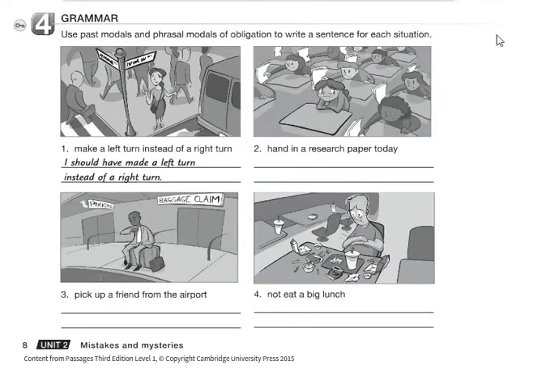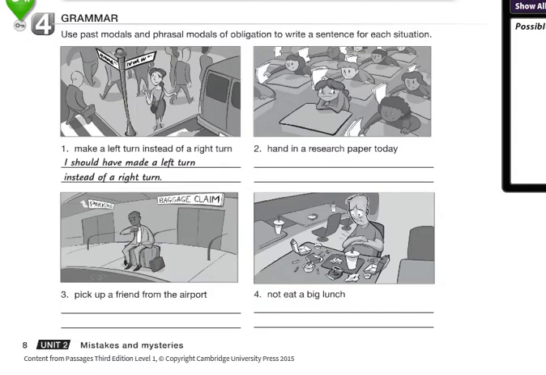In the next part, you are requested to complete the phrases here, using past modals or phrases of obligation. Look at picture number 1. Make a left turn instead of a right turn. I should have made a left turn instead of a right turn. Then in the second one, handing in a research paper.